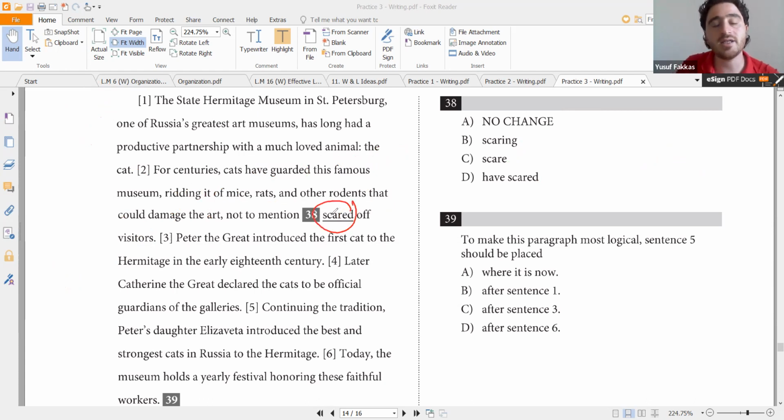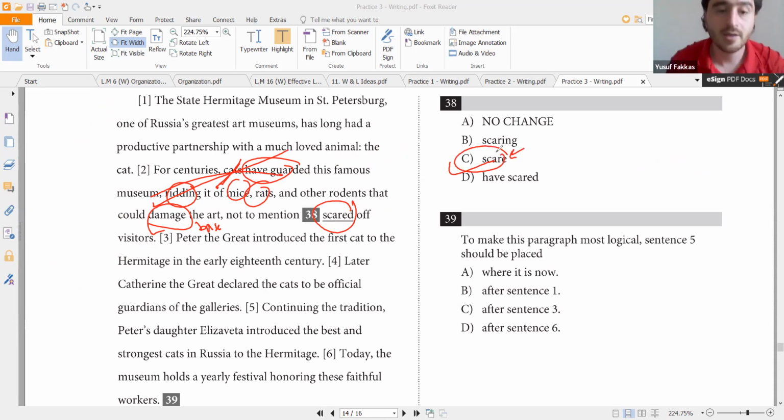So now here I think about it. Have guarded is about cats. Ridding it of mice, it's also about cats. So it's neither of these two. Okay? But what do the rats and mice do? They could damage. So it's in the base form. Damage the art and scare off visitors. So the answer is C.